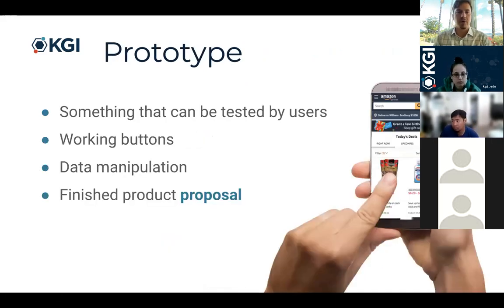Okay, and then finally, a prototype would be something that users can actually test. So it's got to have working buttons, it's got to have some level of data manipulation, and then the finished product will actually be sort of a proposal, right? So you can propose, hey, I am going to fulfill this function through this prototype, and you can enable the users to actually see how that would work. And this more or less is what you all will come up with at the end of this class.